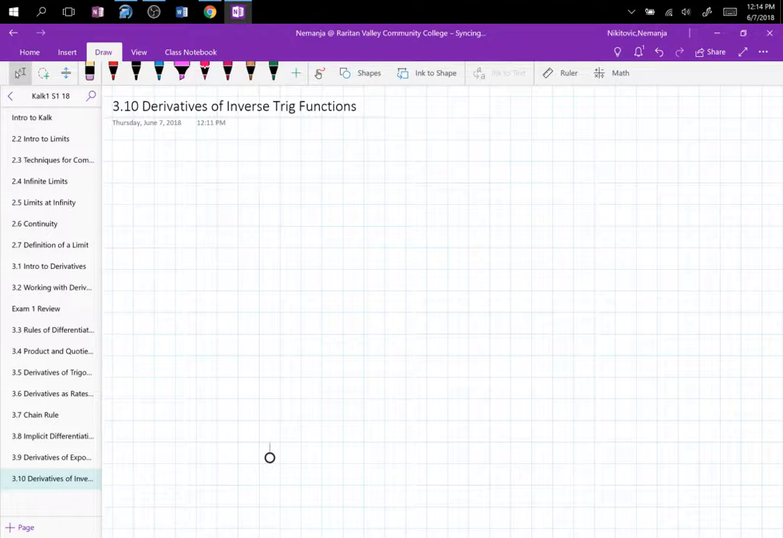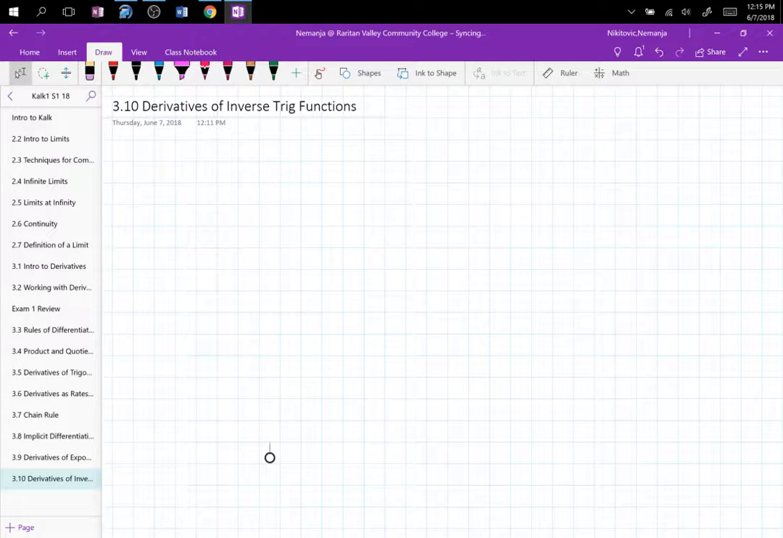Hello and welcome back to Calculus 1, section 3.10, derivatives of inverse trig functions. We have 6 trigonometric functions, and you already know those 6 derivatives, I hope, right? Now there are 6 inverse trigonometric functions, which will also have derivatives because they have tangent lines, have slope, and slope is calculated by derivatives.